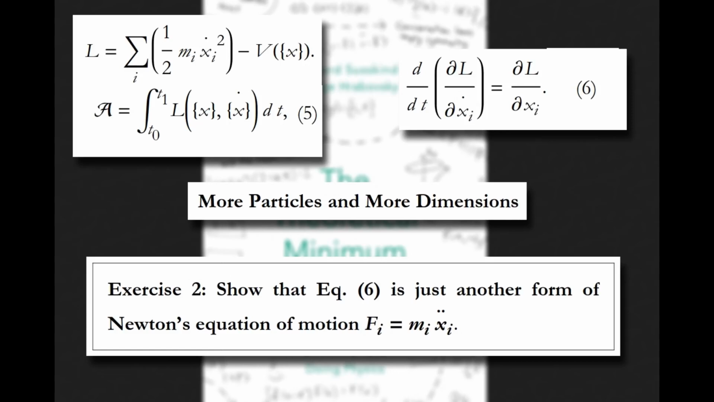Exercise 2. Show that equation 6 is just another form of Newton's equation of motion, Fi equals mi xi double dot.